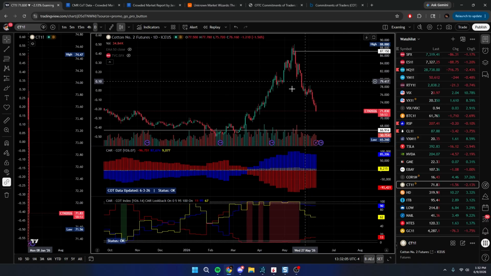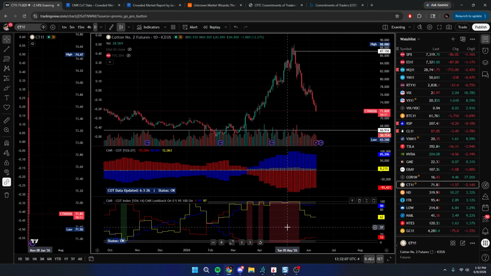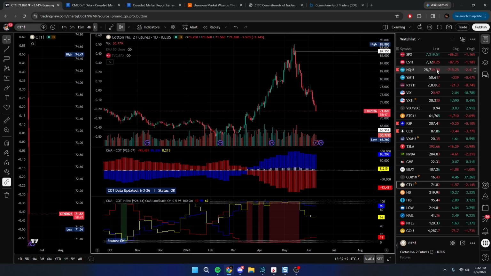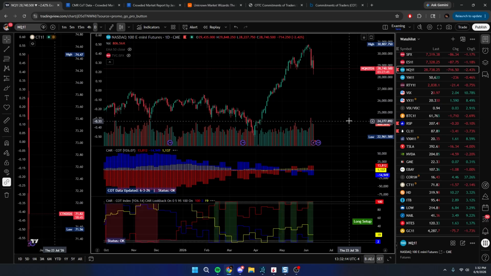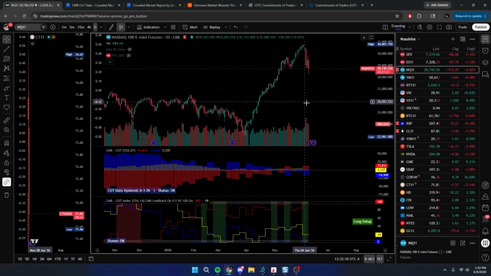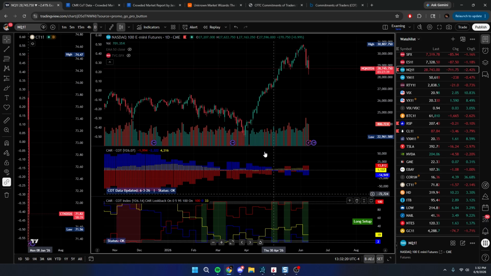Sometimes you see a market where the price goes up, and a small speculator starts selling into it. That also happens. Let me show you an example with NASDAQ here. Look at small speculators. NASDAQ has been going up like crazy, right? And small speculators have not been crazy buyers.